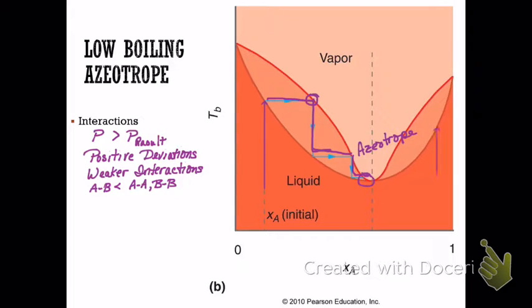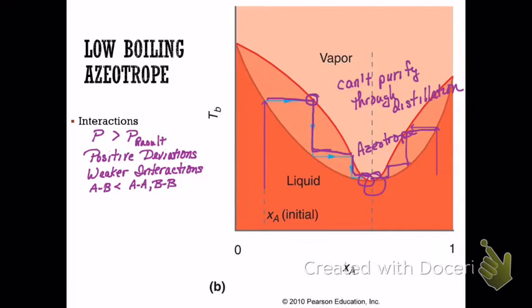And it doesn't matter which side of the phase diagram we start. If we start on the right, we're going to end up with that. If we start on the left, we're going to end up with the azeotrope. So in both cases, we end up with the azeotropic composition. We cannot get a pure substance through the distillation process.